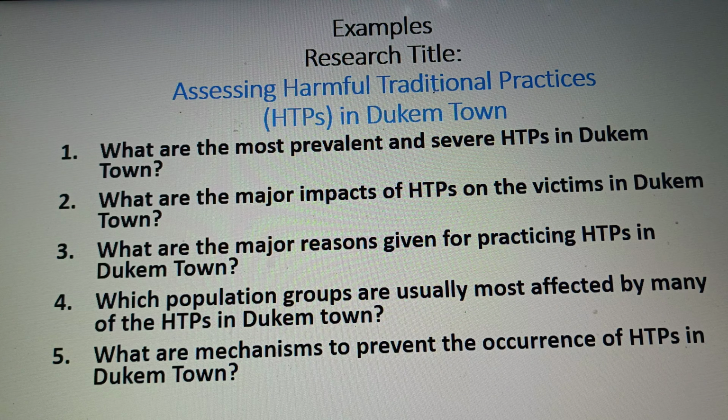This means there are different types of HTPs. Among those HTPs, which one is prevailing in this town? That is what the study is going to answer. The second one is, what are the major impacts of HTPs on the victims in Dukem Town? That means harmful traditional practices bring about impact. So what are those impacts that are exhibited in that town?